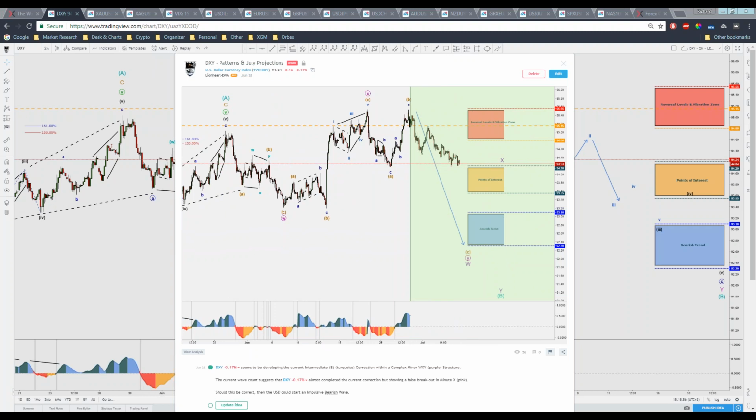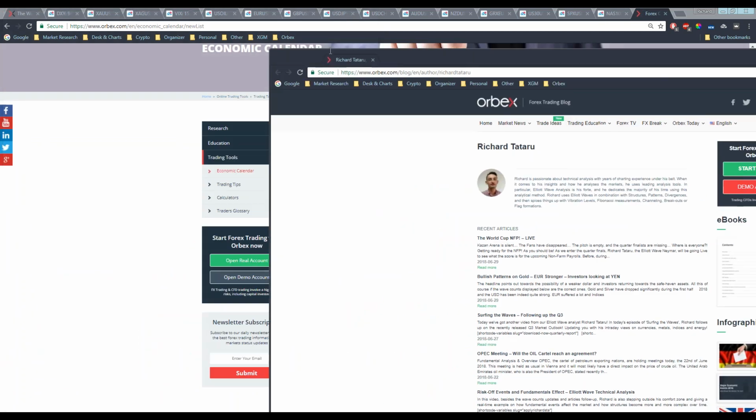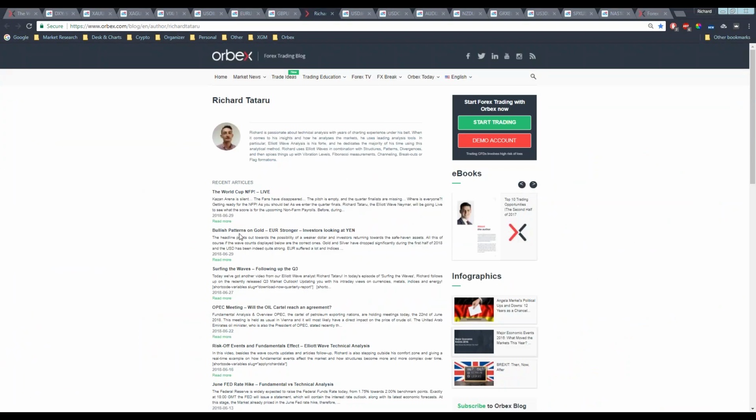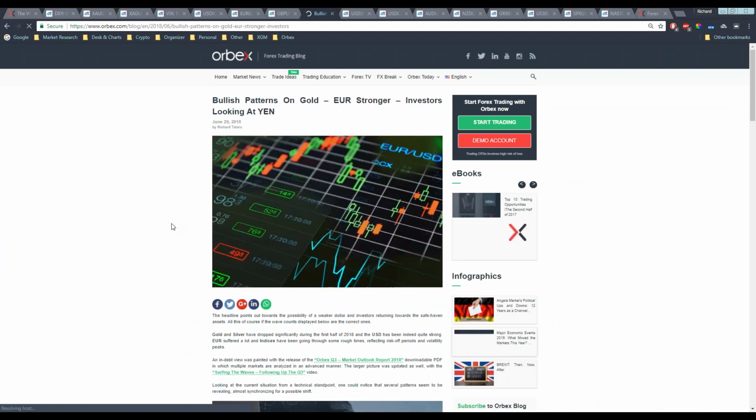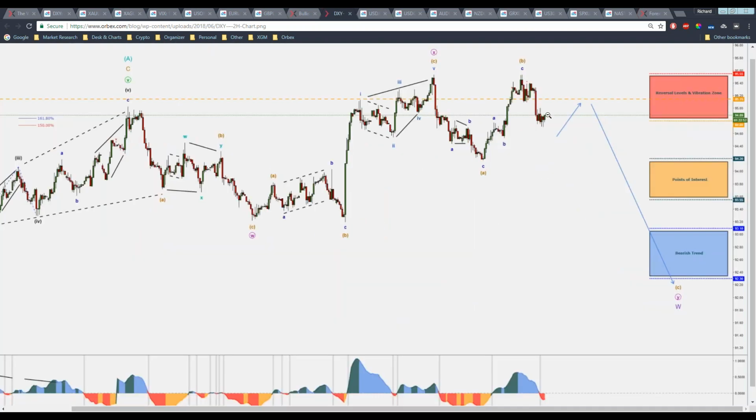And let me just find these. Okay, somewhere around here. Okay, let me see. With this article here on the Orbix blog. By the way, you guys can actually follow me on the Orbix blog if you wish, right? Right here on the dollar index. This is the second setup, sorry, but it was posted at the top there as well.